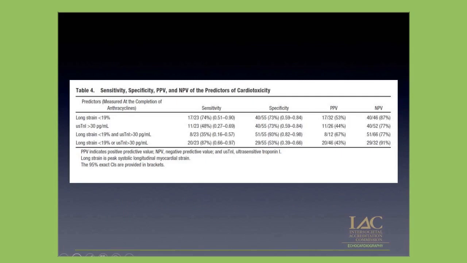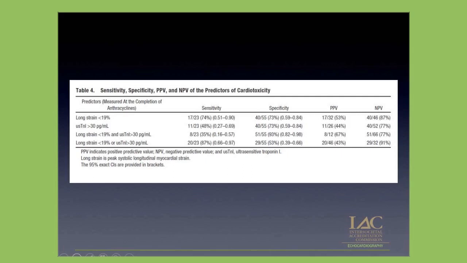So you have a sensitivity of 74%, a specificity of 73% if we use an arbitrary cutoff of -19 of global longitudinal strain. Underneath you have, as I mentioned before, using the biomarker strategy, the troponin I. If it's more than 30 picograms per ml, then the sensitivity is a bit lower, the specificity is about the same. But then if you remember your biostatistics, you see over here a negative predictive value of 91%.